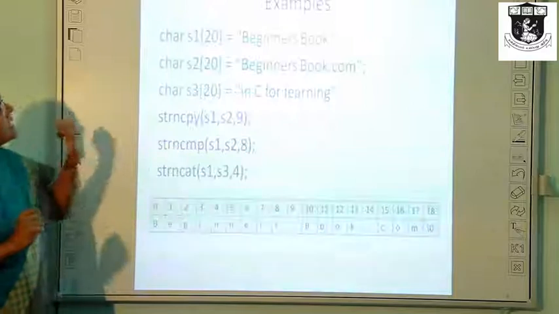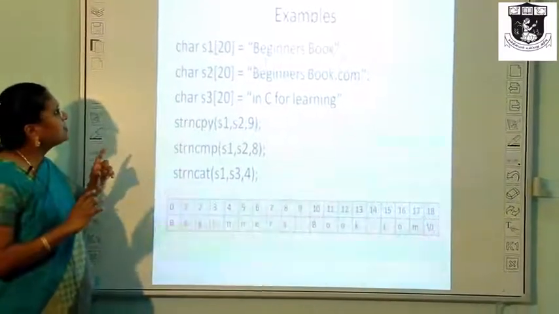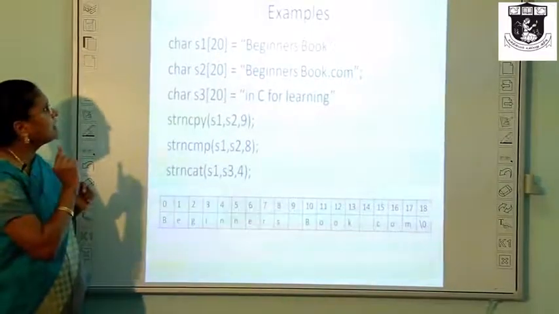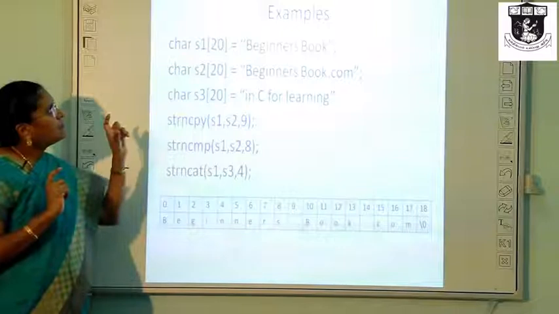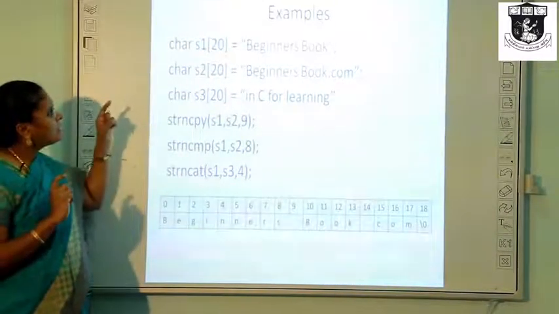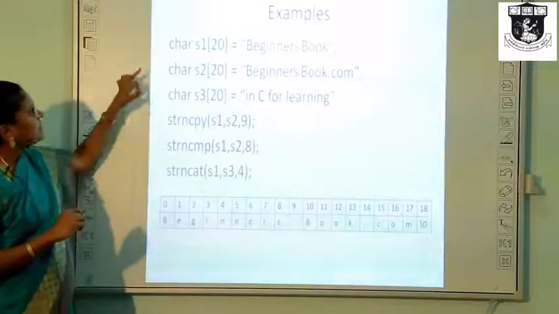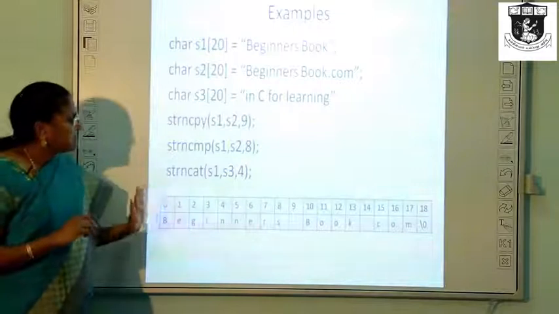Next one, example. Now this is a very simple example. Char S1 of 20, char S2 of 20, where S1, S2 and S3 stand for string names, and the string constant value is given there, "beginner's book", "beginners". Now how is the representation? It is shown over here. This representation is shown over here. It has been taken from 0 to 18.